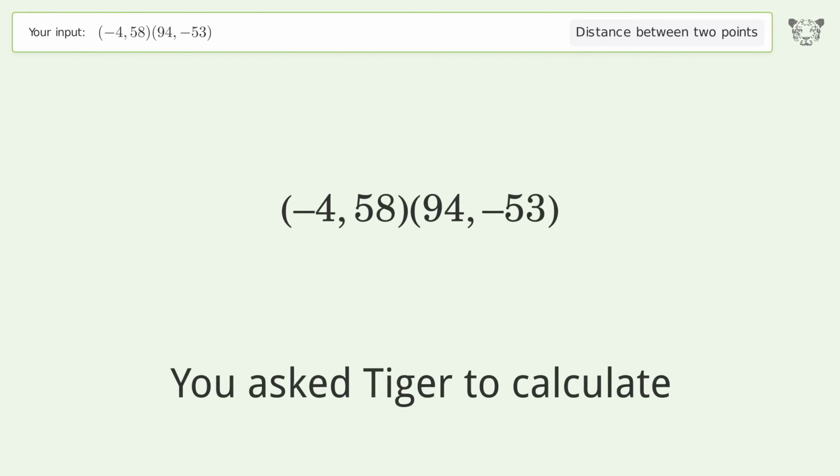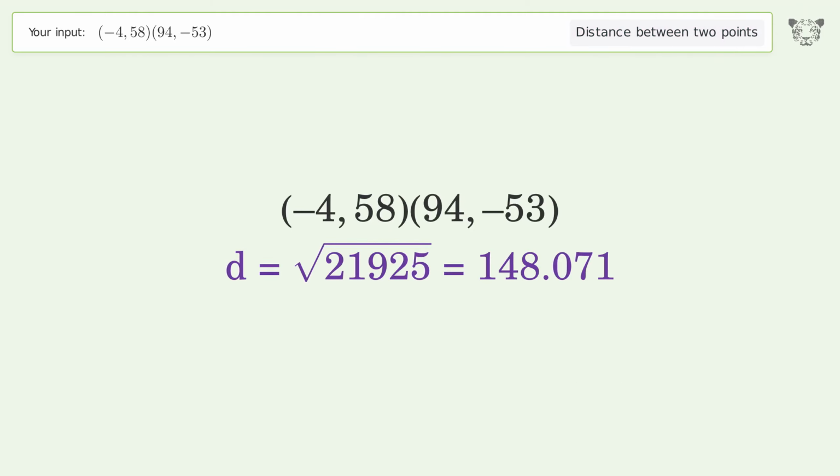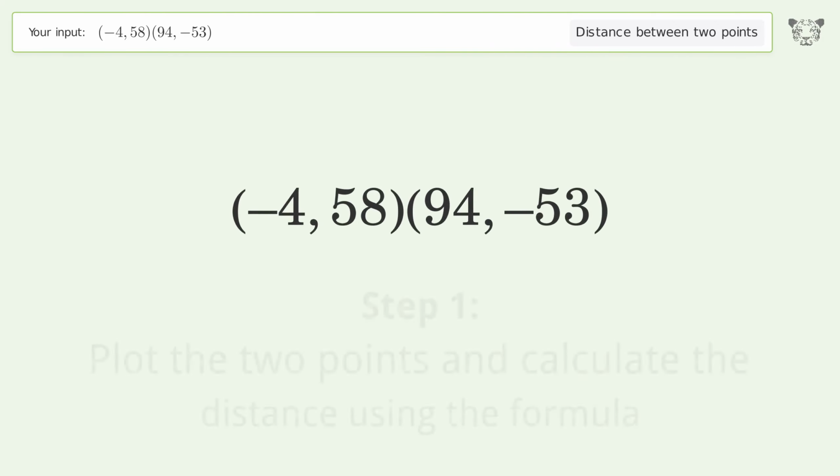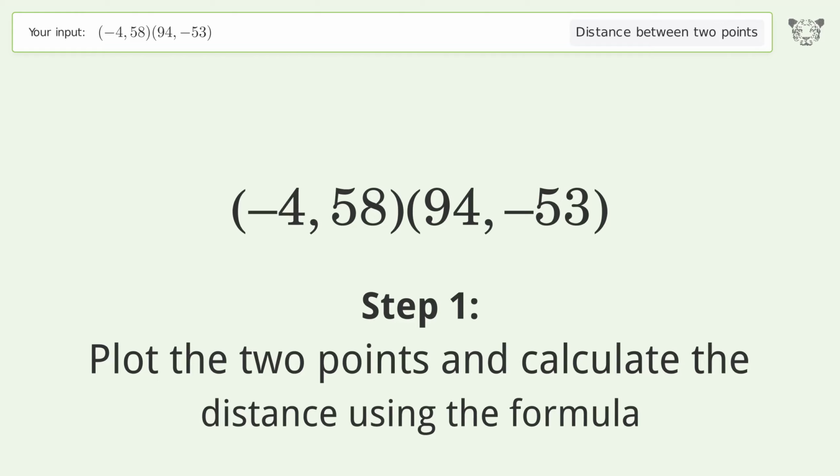You ask Tiger to calculate. This deals with the distance between 2 points. The distance between the 2 points is the square root of 21,925 or 148.071. Let's solve it step by step. Plot the 2 points and calculate the distance using the formula.